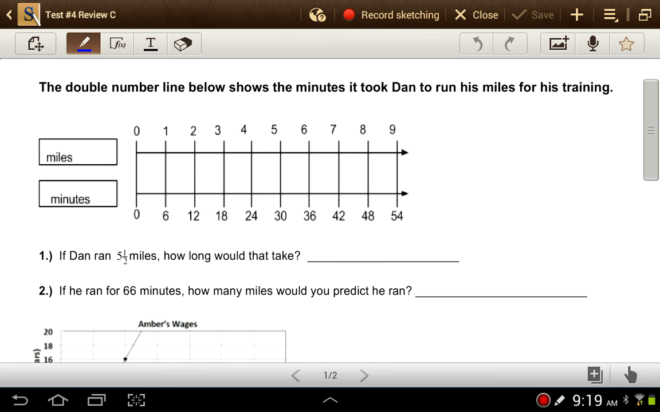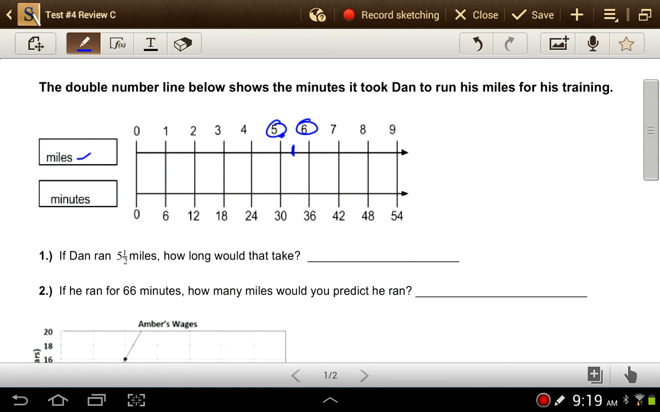It's about Dan running his miles for training. Okay, question 1. If Dan ran 5.5 miles, how long would that take? So how many minutes would that take? So first on the number line, I go to miles. Okay, and I got to find 5.5. Here's 5. Here's 6, so 5.5 is halfway between there.